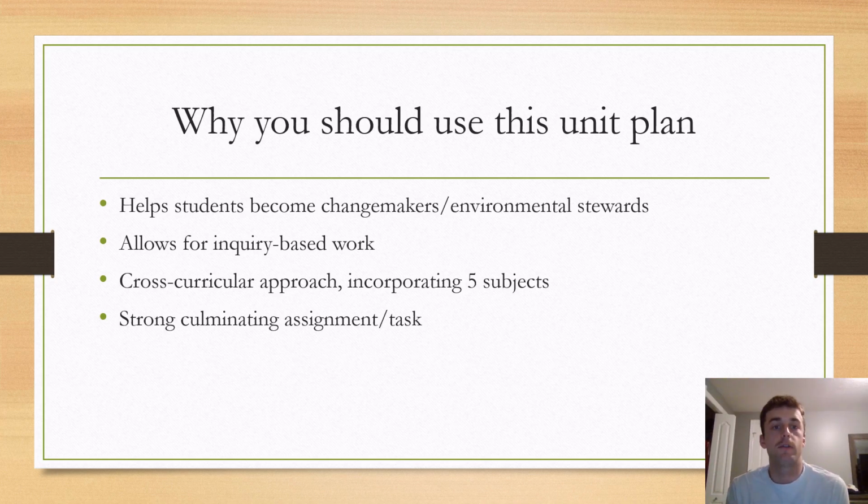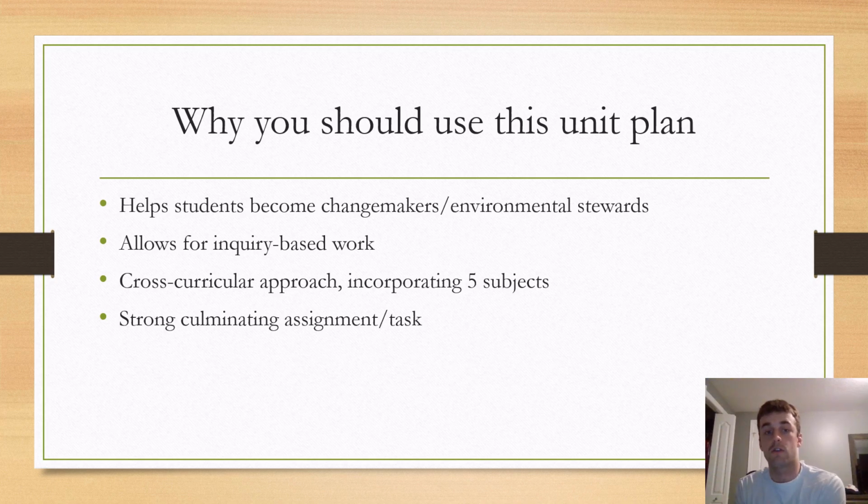Another reason you should use this is because it allows for inquiry-based work. This really allows students to develop their critical thinking skills and is an important aspect of teaching that you need to try to incorporate into all of your lessons and units. The major thing is it uses a cross-curricular approach. It incorporates 5 subjects, the main one being science, then geography, math, language, and visual arts. So it is covering a whole bunch of different subjects and a whole bunch of different expectations.